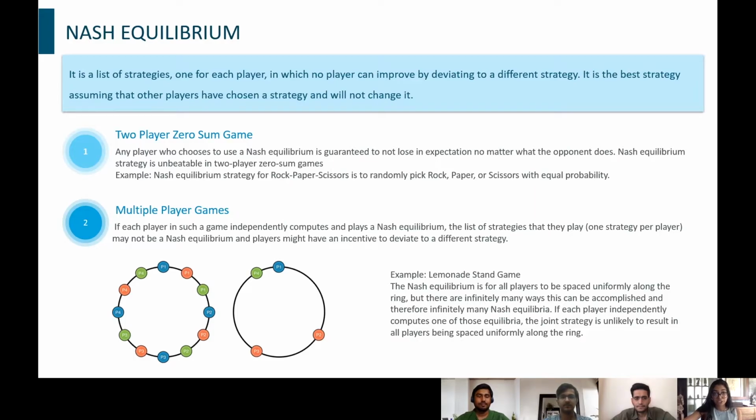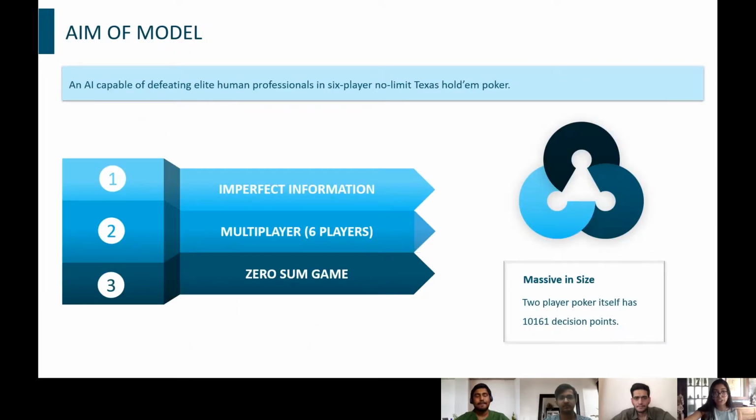These shortcomings of Nash equilibria outside of two-player zero-sum games, and the failure of any other game theoretic solution concept to convincingly overcome them, have raised the question as to what the right goal should even be in such a game. So the aim of our presentation is not to find a specific game theoretic solution concept, but to create an AI capable of defeating elite human professionals in six-player no-limit Texas Hold'em poker.